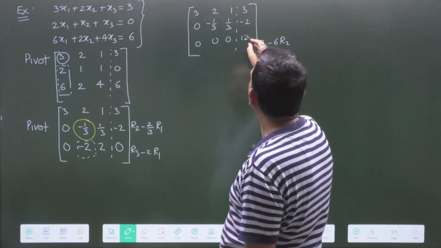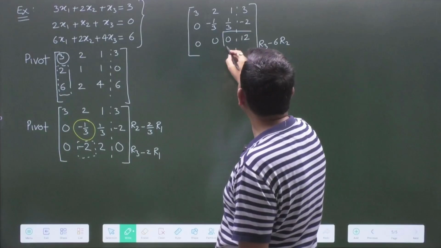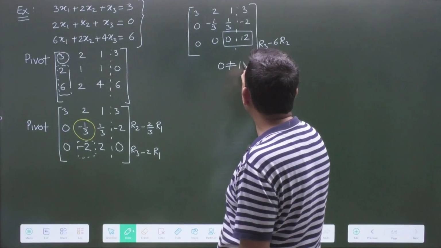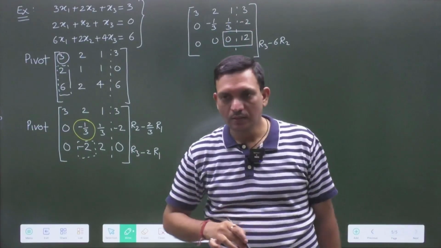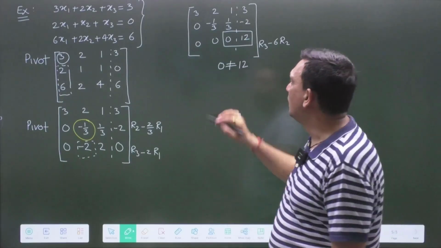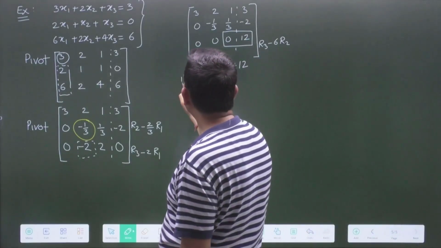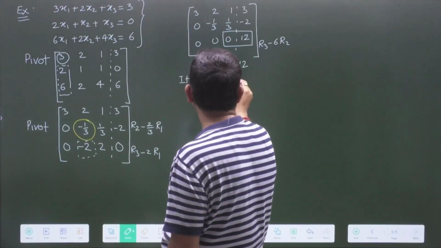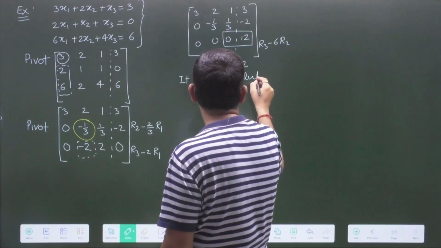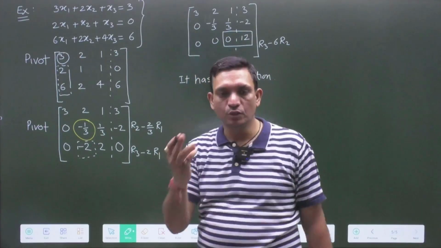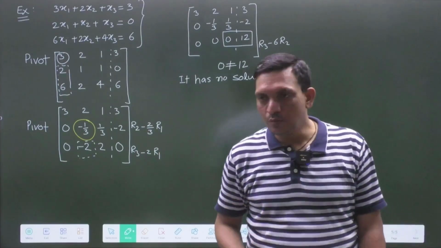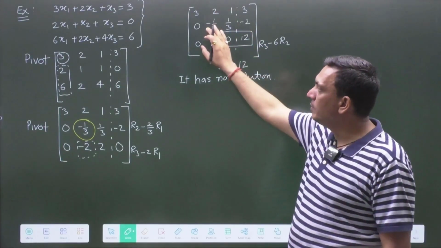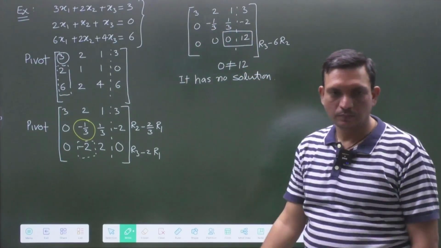Now you have to focus on this condition. Whenever this situation arises, 0 is not equal to 12, whenever this condition arises in an augmented matrix, you will say that it has no solution. So you will encounter these three situations: when you have unique solution, infinitely many solution, or no solution. So just by seeing the augmented matrix, you can decide. Clear?